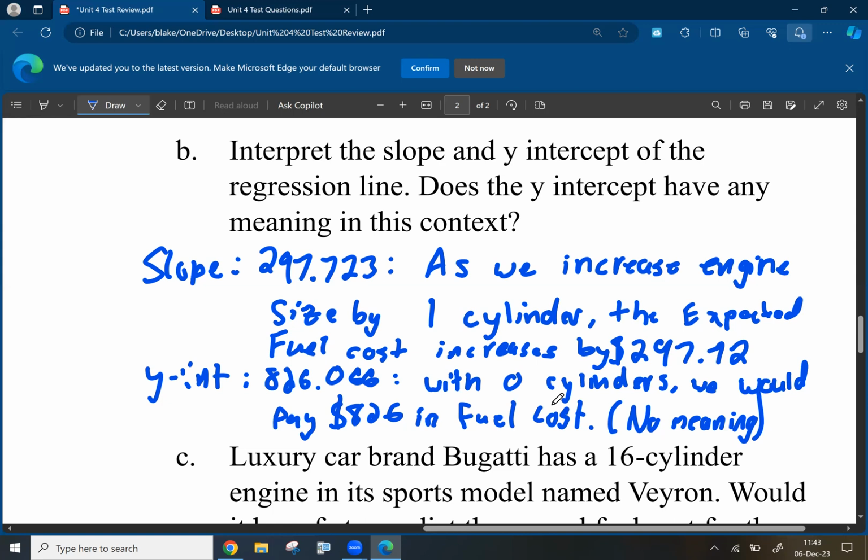I guess technically, actually, they have rotary engine cars. That's neither here nor there. So essentially, no. You don't drive a car with 0 cylinders. Let's just put it that way. And so, yeah, that kind of car doesn't exist. So why would we pay $826 fuel costs for a car that we can't drive?